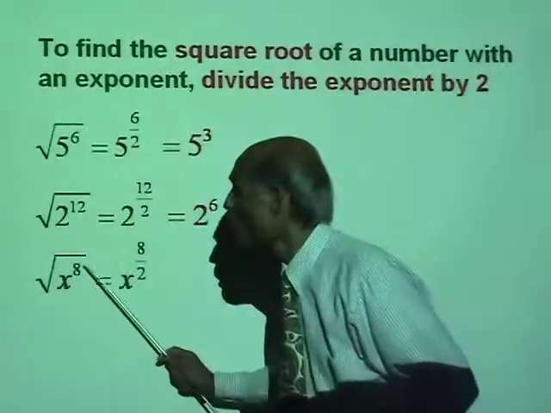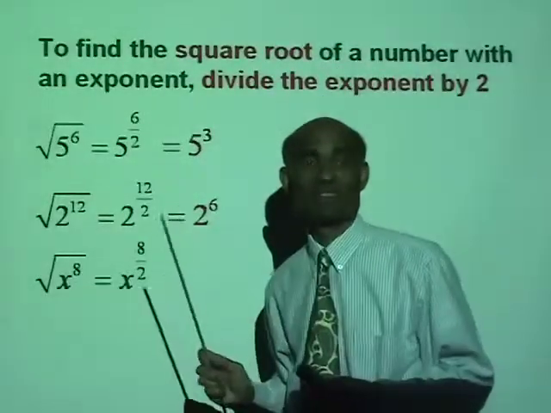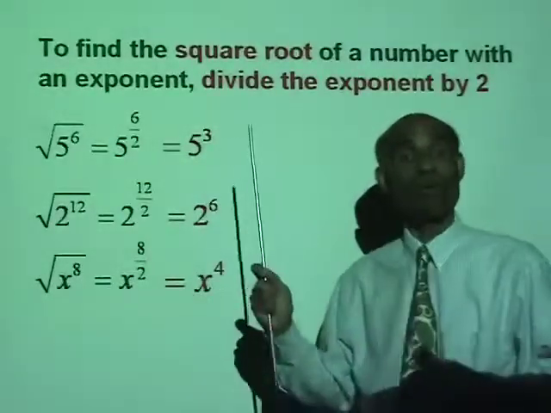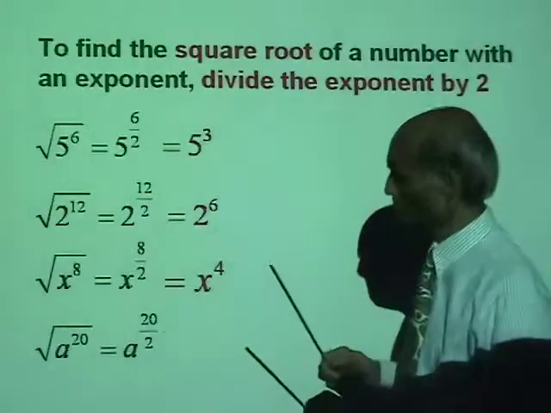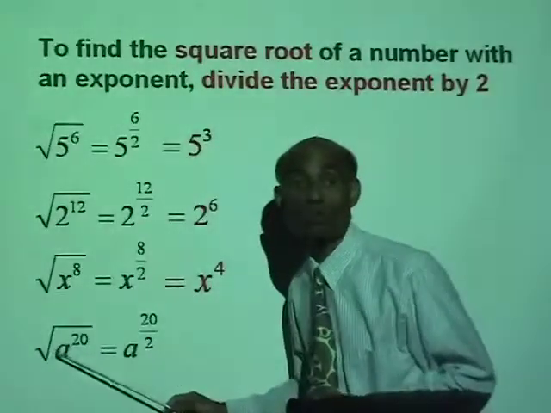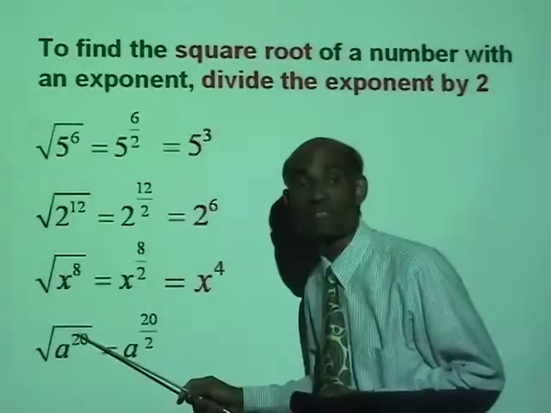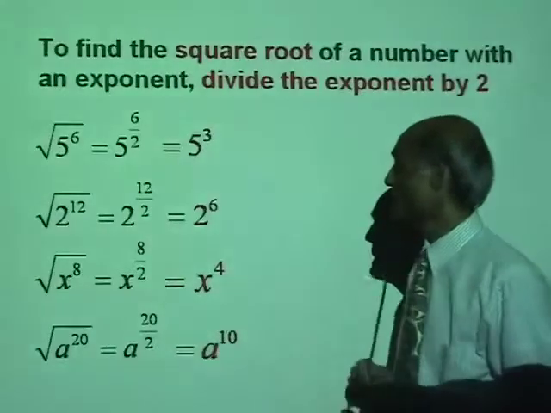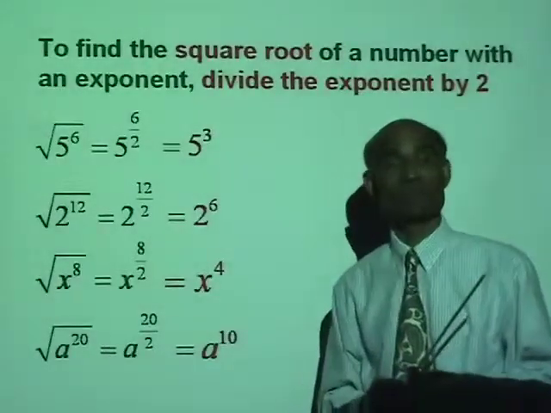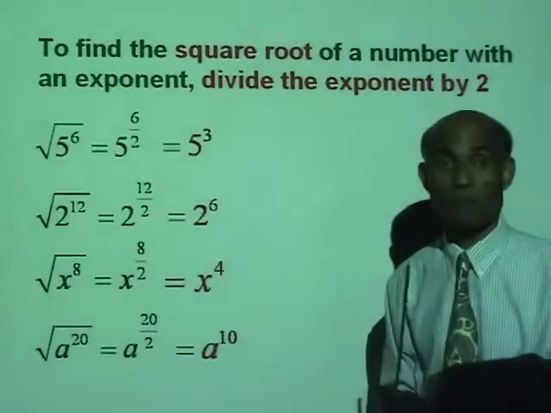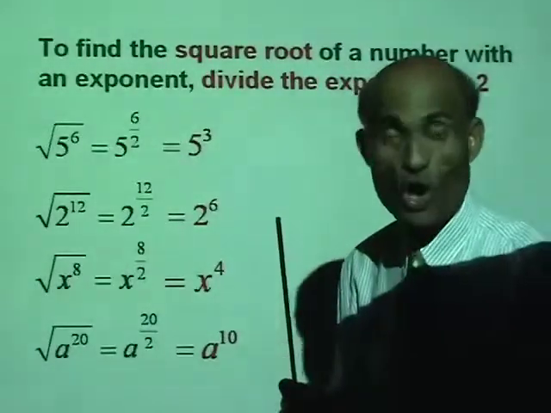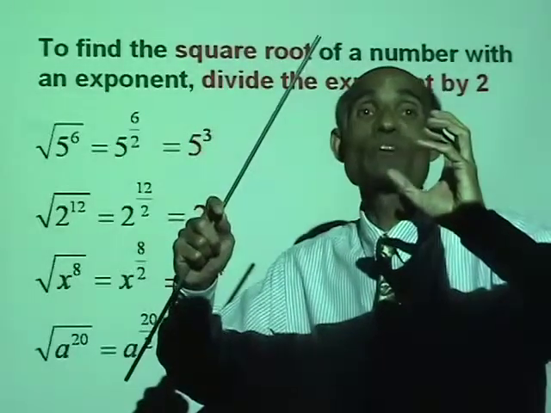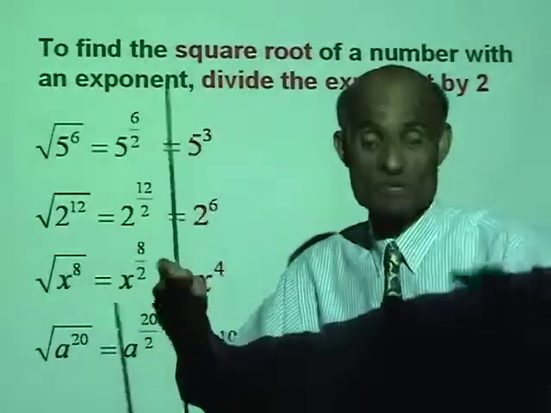What is square root of x to the power of 8? Square root of x to the power of 8 is x to the power of 4. Square root of a to the power of 20 is a to the power of 20 divided by 2. That is a to the power of 10. So once again, if you want to find the square root of a number raised to an exponent, all you need to do is divide that exponent by 2.